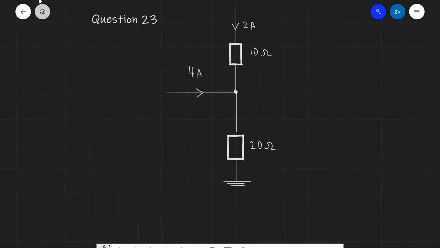Okay, question 23. We're looking for the potential difference between this point and essentially the ground. So let's figure out the potential difference across this component, then across this component, and let's add them up together.